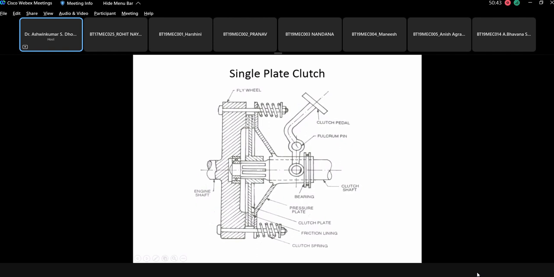Now these are the springs which are used to generate the clamping force, so that these plates stay in contact with each other. The flywheel will act as the driving member, and the plate will act as the driven member. This is a single plate clutch with friction material on both sides. Here it is written clutch plate, and here the friction lining is there, that means friction material.